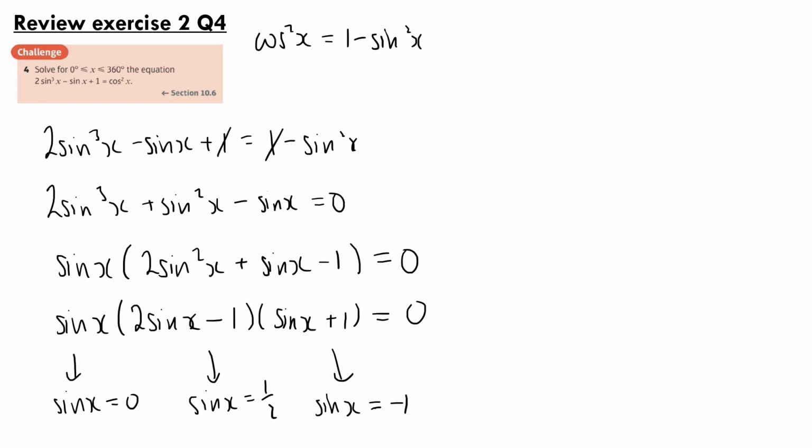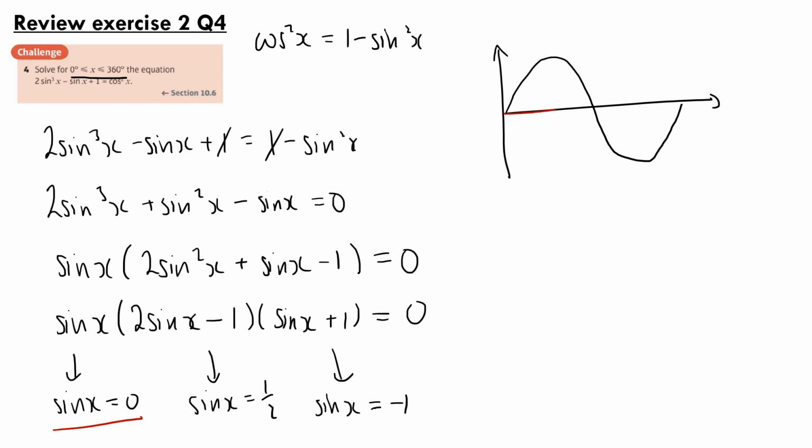So if we draw the graph of y equals sine of x in the interval that they asked for, so between 0 and 360 degrees, that will look something like this. So starting at the origin, going up, and then coming back down, and back up again. Then if we draw lines where sine of x equals 0, a half, and minus 1, if I do 0 in red, that will be just the x-axis here. And I'll do a half in blue, so that's somewhere here. And then finally, minus 1 I'll do in purple, so that is right at the bottom here.